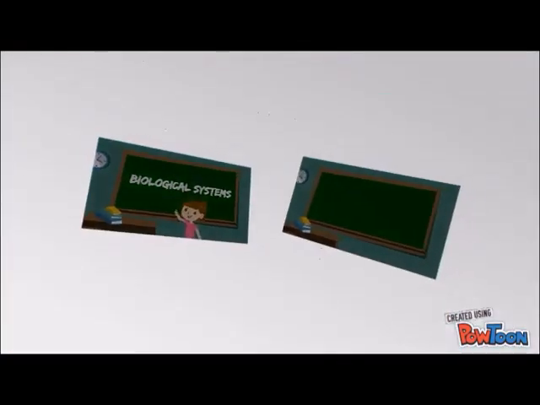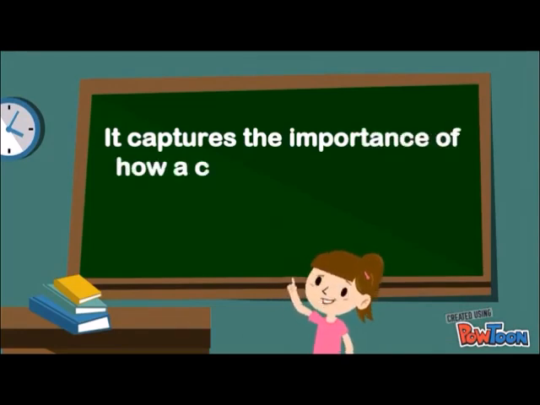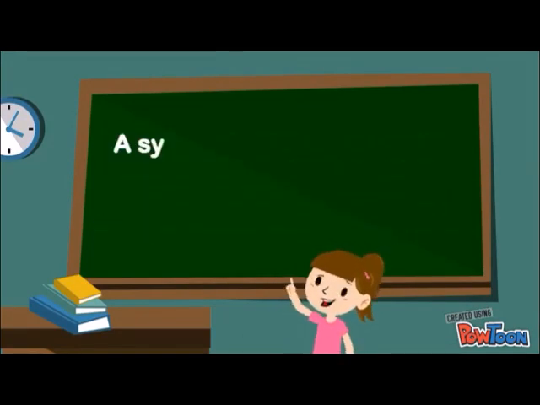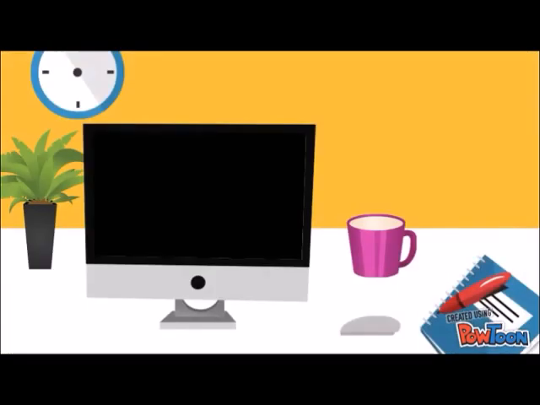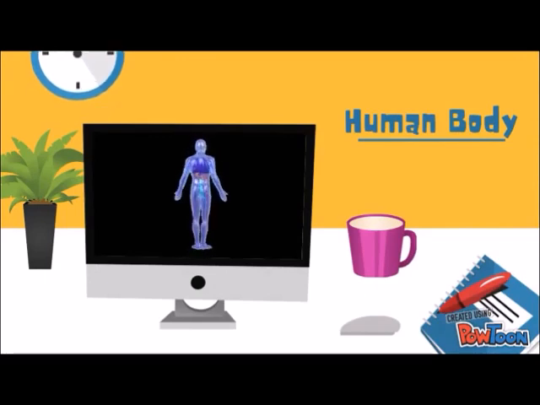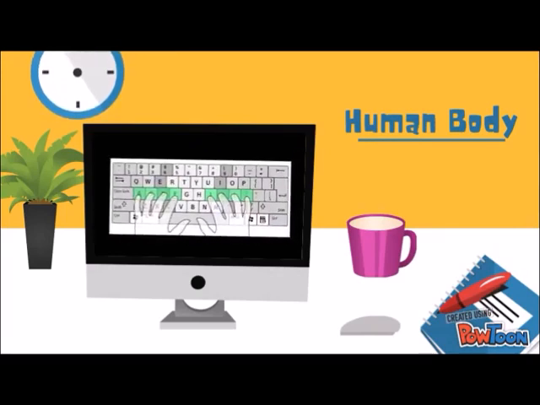Biological systems. Have you ever heard the saying, the whole is greater than the sum of its parts? It captures the importance of how a combination of parts can form a more complex organization called a system. A system has properties that are based on the arrangement and interactions of its parts. Your body, like that of any organism, is a living system. You make use of the interactions among its parts when you type on a keyboard or click a computer mouse.